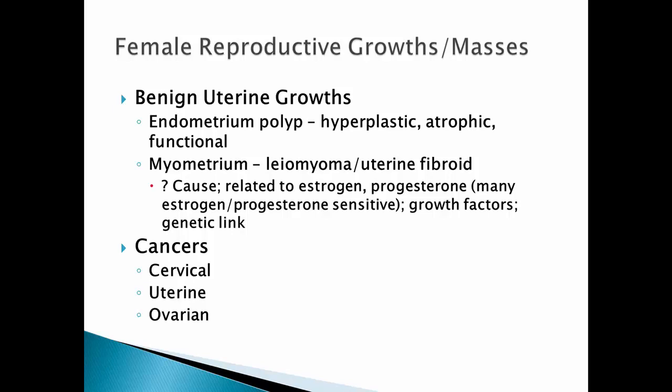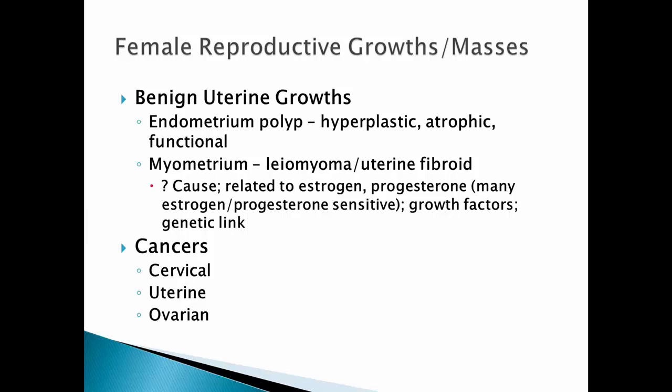A second type of benign uterine growth occurs in the myometrium, or the uterine muscle itself. These are called leiomyomas, commonly called uterine fibroids. Now, these leiomyomas are actually extremely common, and they are frequently small and silent. The size of these myomas tends to increase with estrogen and progesterone. As a result, it makes sense that the peak age of leiomyomas is between 30 and 50, and the incidence drops off quite dramatically after menopause.